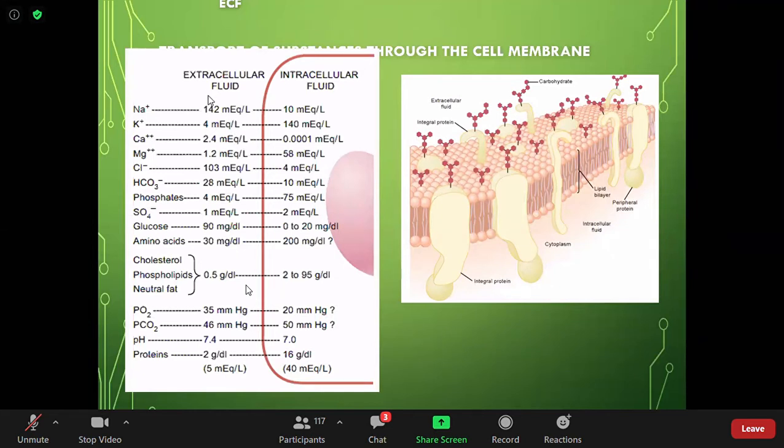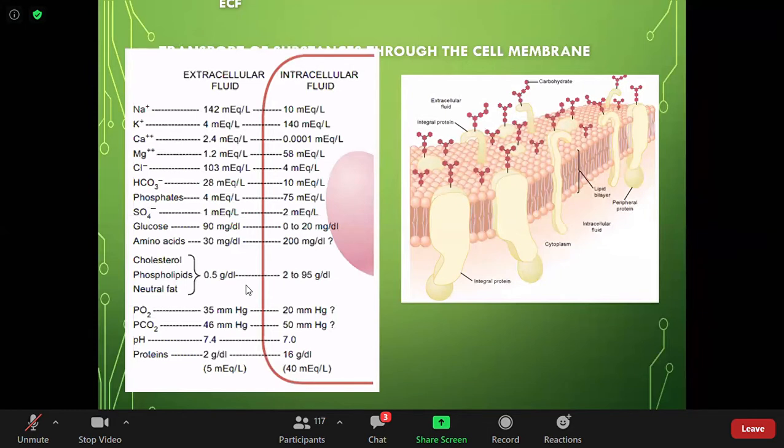So, your extracellular fluid has more sodium than the inside, right? So we'll have a review on this. The extracellular fluid has more sodium, calcium, chloride, bicarbonates, glucose, what else? Oxygen. Okay. And the pH is 7.4.